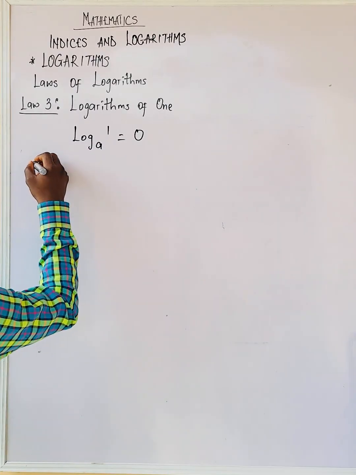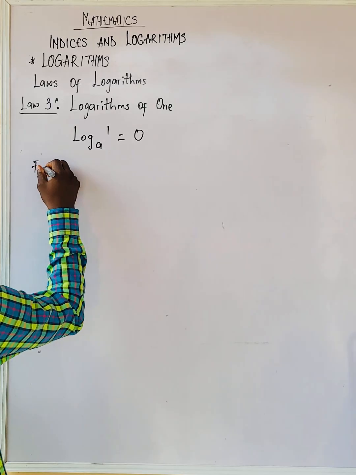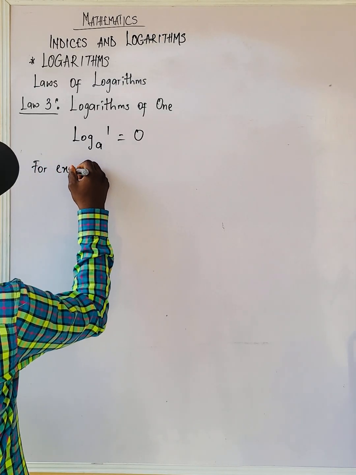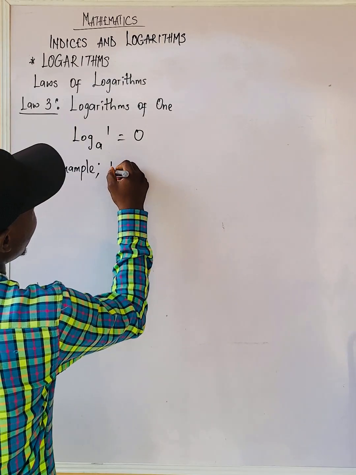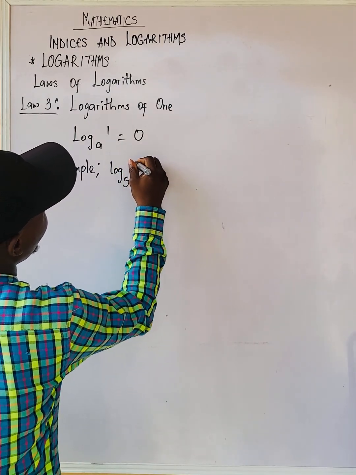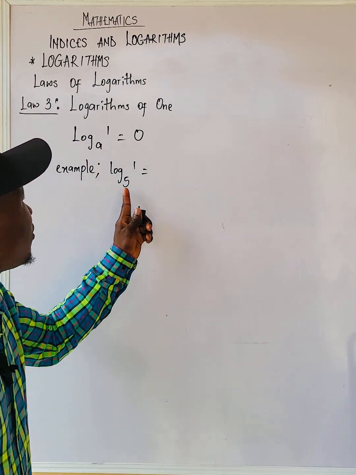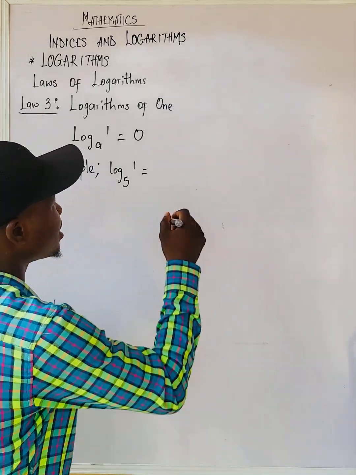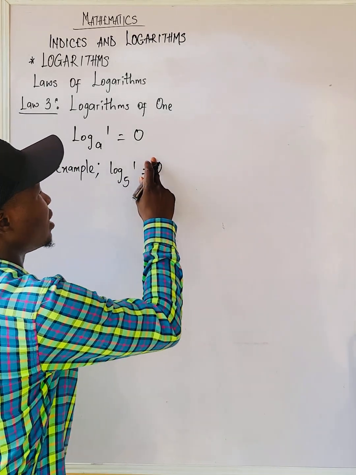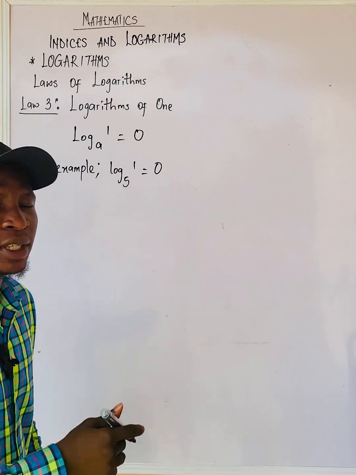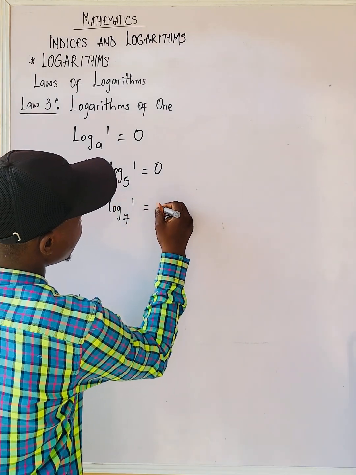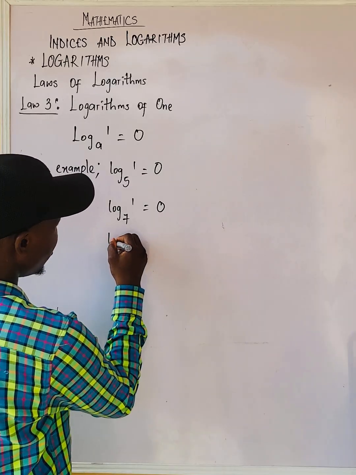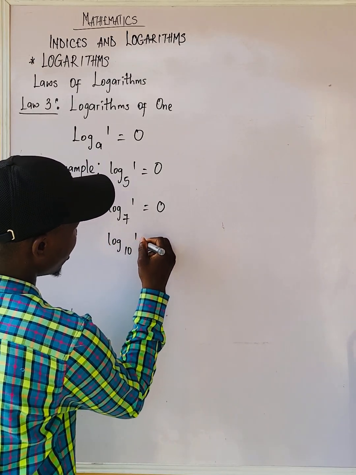Now, let's solve some examples. For example, let's say we have log 5 to the power of 1. What is the answer? The answer is 0. Don't stress yourself. If you have log 7 to the power of 1, the answer is 0. If you have log 10 to the power of 1, you have 0.